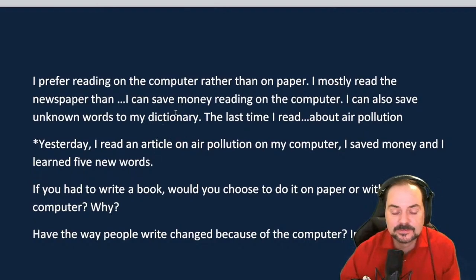Yesterday, I read an article on a newspaper, and I can save money. And I can also write 5 new letters. New words. Okay, so again, practice, Bakrat. So careful with your verb tenses. I read an article, and careful.